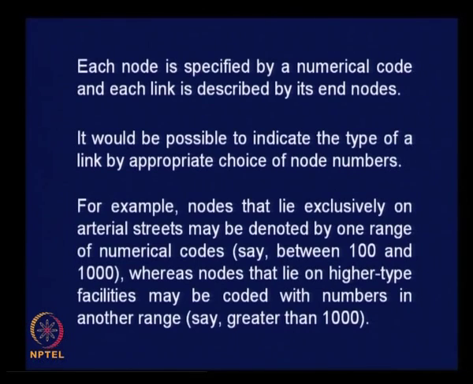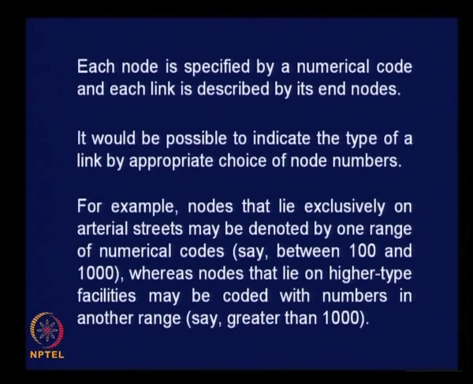For example, nodes that lie exclusively on arterial streets may be denoted by one range of numerical codes, say between 100 and 1000. So whenever we come across node numbers in this range, we will realize that this node pertains to arterial, right. You fix a range, you know the total number of nodes in an urban area. Knowing the total number, you can always fix a range, right.